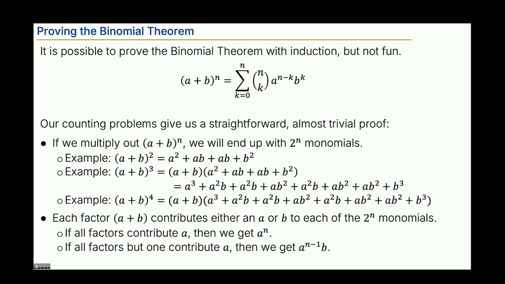So the basic idea, and sorry that I put all this stuff on the slide at one time, if you multiplied out a plus b to the n, we would end up with 2 to the n monomials. What's a monomial? It's one of these things: a plus b, a squared, b squared. So for example, if we have a plus b cubed, that's just a plus b squared times a plus b, which gives me all these right here. If I do a plus b to the 4th, then I will get this expression.